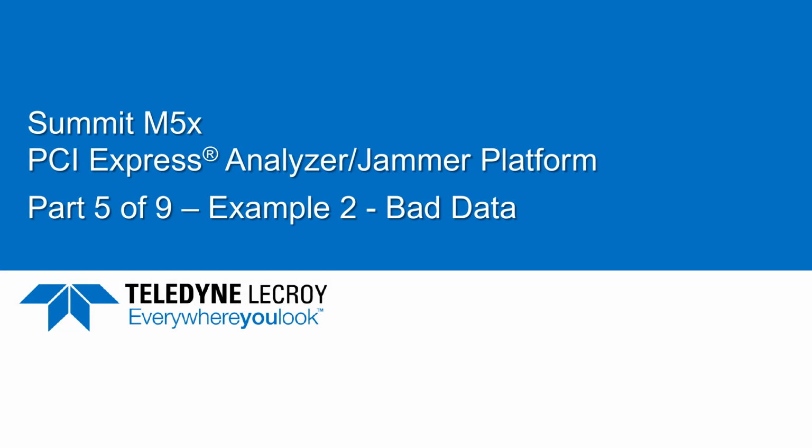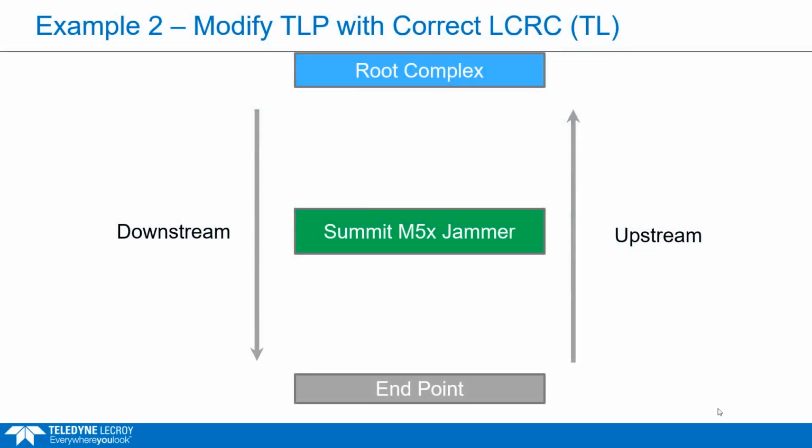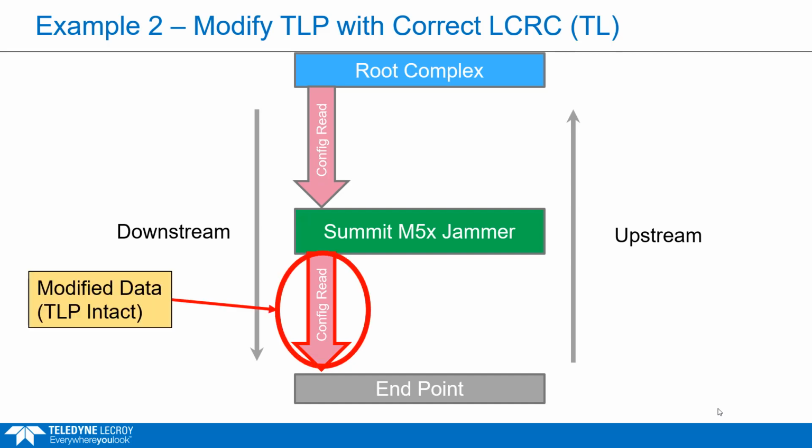The second example is to modify the TLP but correct the CRC this time. So we'll use the same traffic. We use a configuration read that goes through the jammer. This time the configuration read integrity will be good because the LCRC was fixed. However, it's now a different TLP because the register field is different. So we're actually asking for data from a different register.